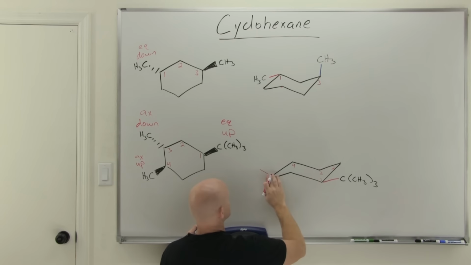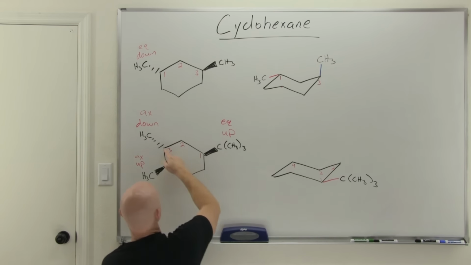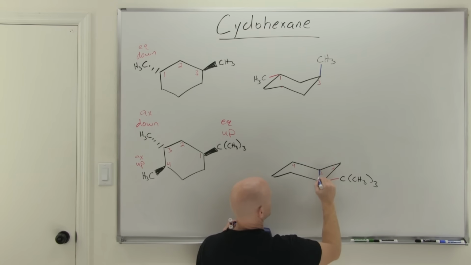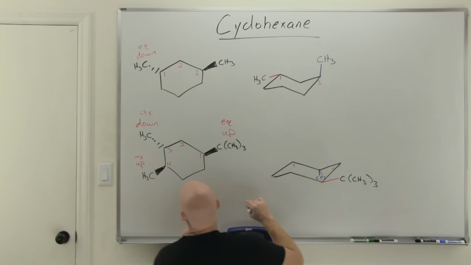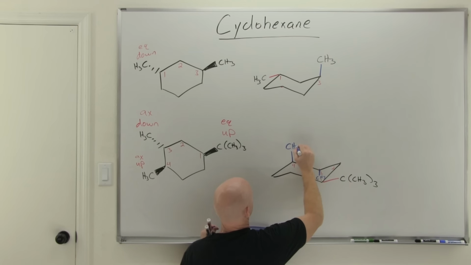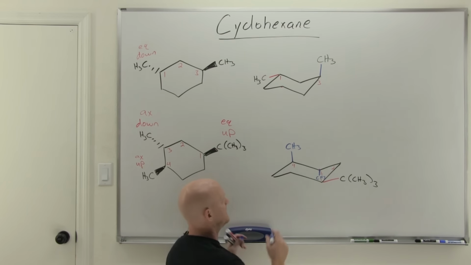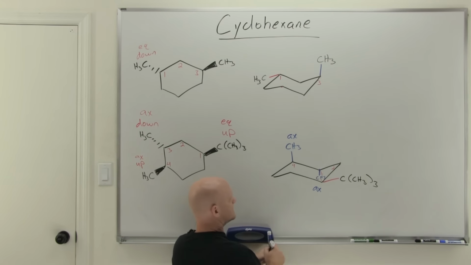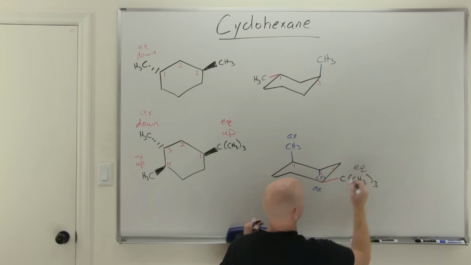And in this case, at position 3, I need to choose the bond that points down. Well, the equatorial pointed up. It's the axial that's going to point down. There's a methyl group there. And then at position 4, I need the bond that points up, which is another axial. The equatorial pointed down. And so again, we're stuck with both methyl groups being axial, but the T-butyl group being equatorial.